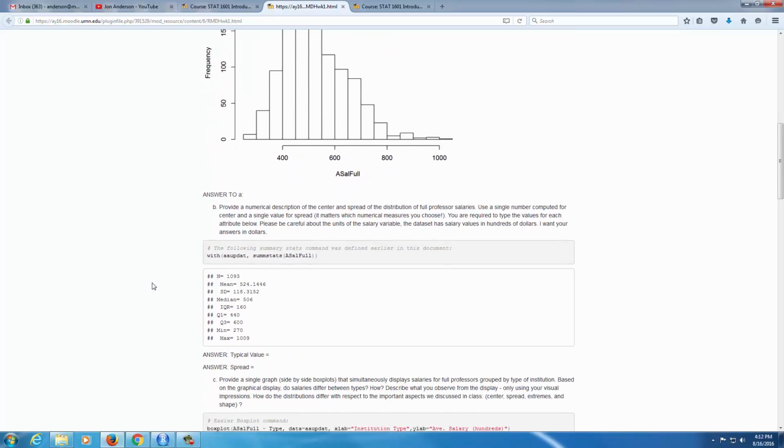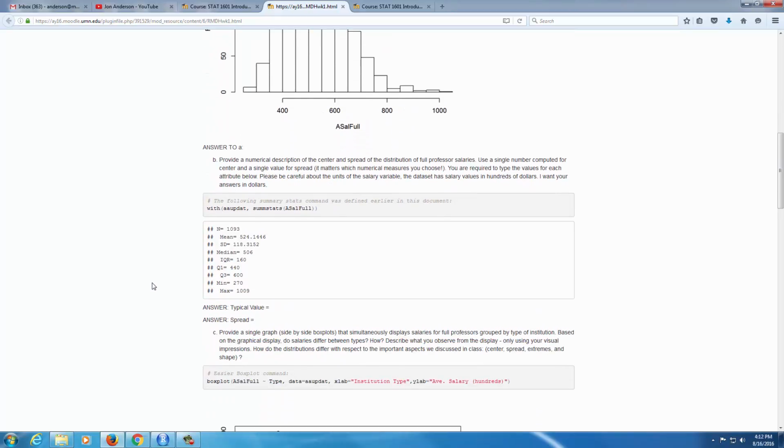In part B, it says provide numerical description of the center and the spread of this distribution. Use a single number for center and a single value for spread, and it's important to choose the right measures. And we've given some summary statistics here. There are 1,093 observations. It says right here that the mean is 524.144. I assure you that full professor salaries are more than $524.